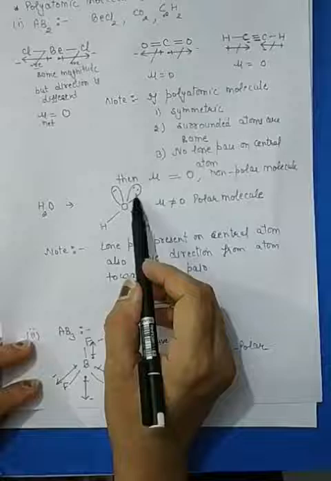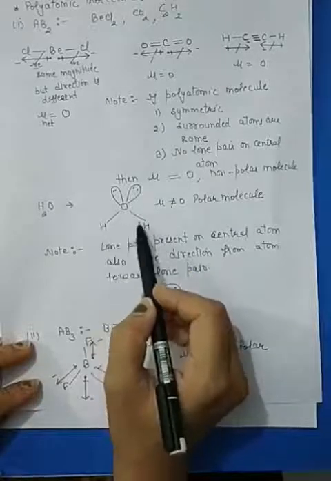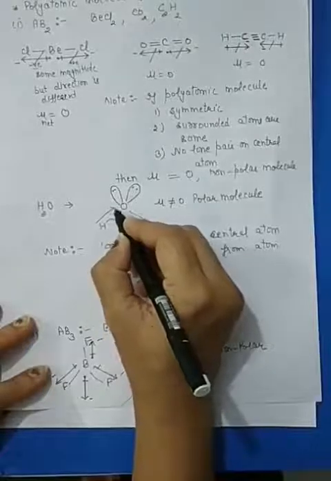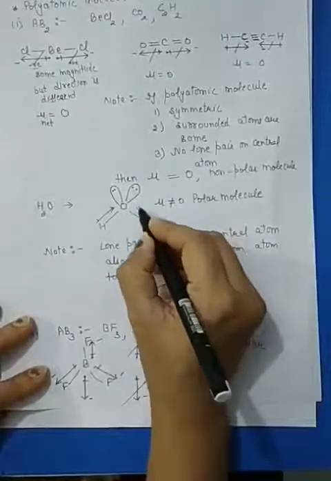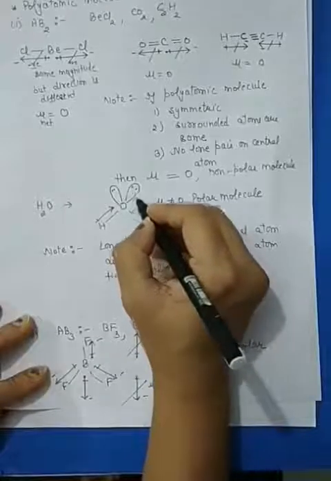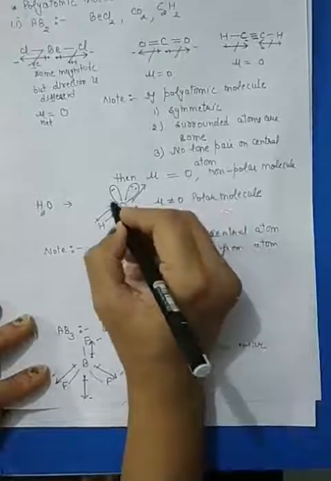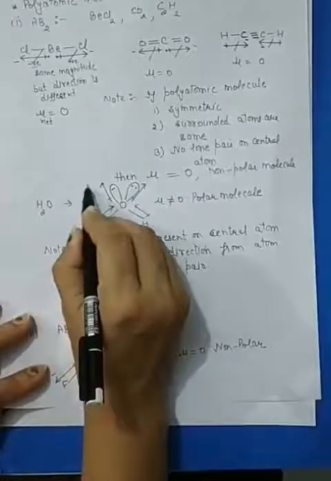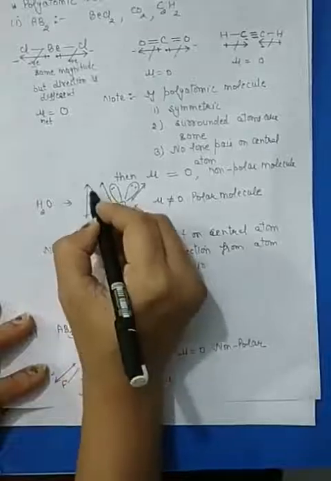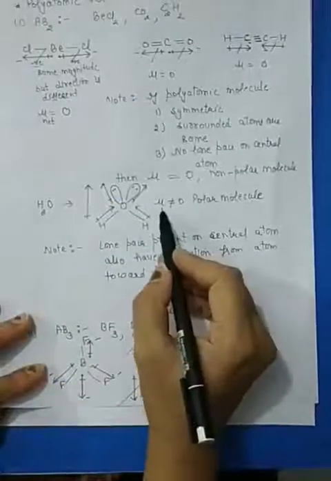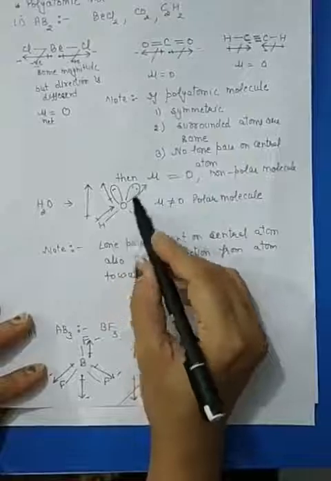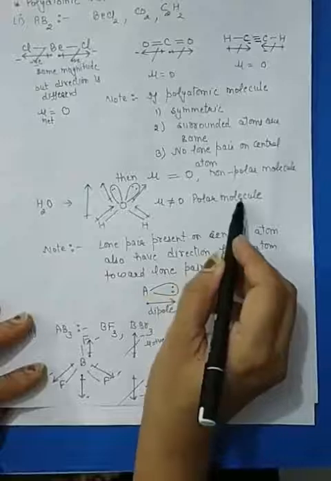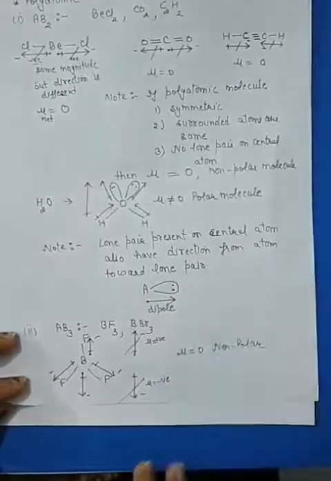As we discussed about water, oxygen has 2 lone pairs and 2 bond pairs. The dipole directions of these bonds are all pointed in the upward direction, so the resultant is also in the upward direction. Hence there is no cancellation of dipole moment in this case. Mu is not equal to 0. So the molecule is a polar molecule, isn't it?